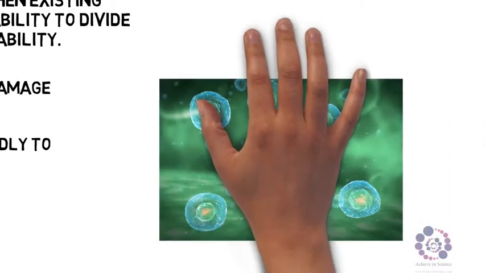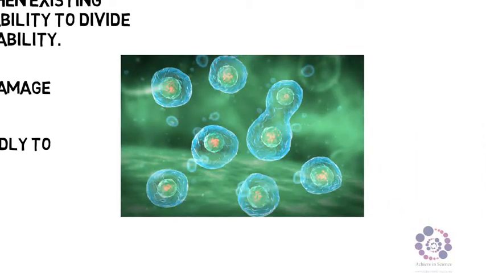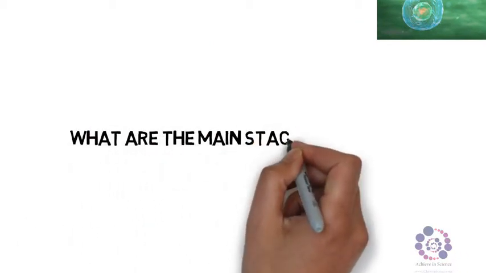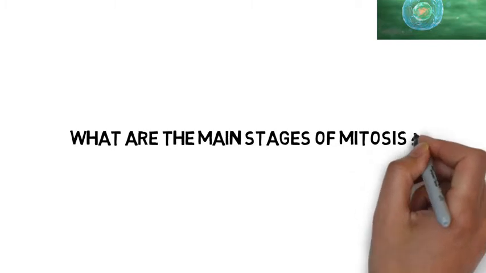Within this picture, you can then see cells undergoing mitosis, and they're in different stages. So we need to know what are the main stages of mitosis and what happens during it.